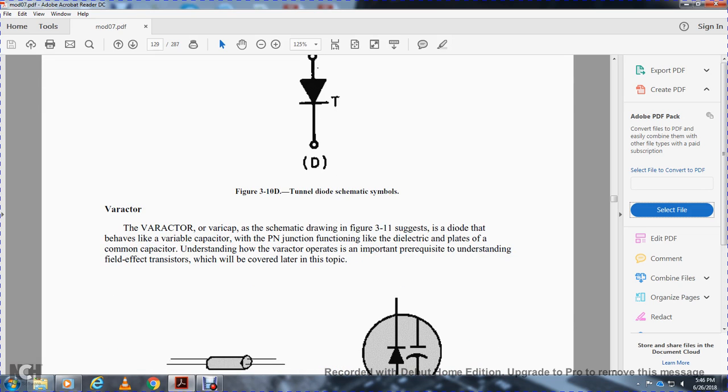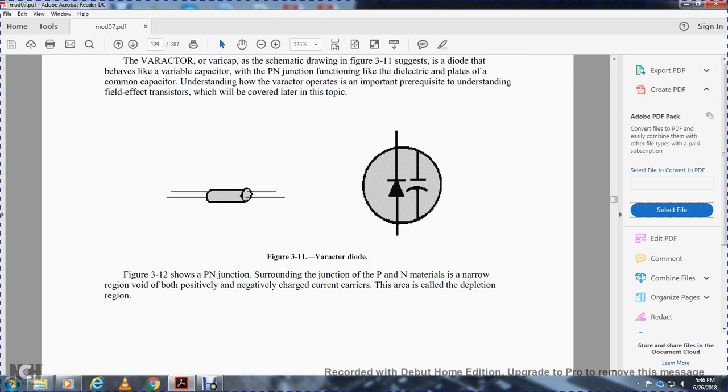Next is the varactor, or varicap. The schematic diagram is shown in figure 3-11. The diode behaves like a variable capacitor, with the positive-negative junction functioning with the dielectric in place of a common capacitor. How the varactor operates is an important prerequisite to understanding the field effect transistor, which is covered later in this topic. Figure 3-12 relates to the varactor diode.